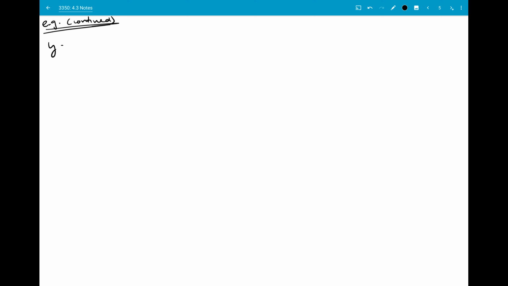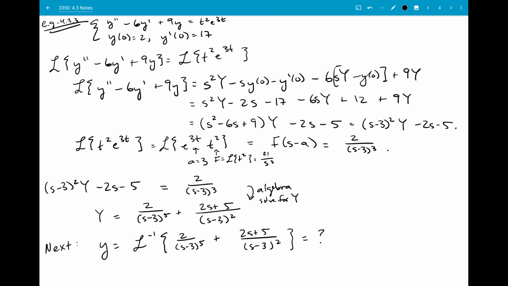And we're looking at y is the inverse Laplace transform of 2 over s minus 3 to the 5th plus 2s plus 5 over s minus 3 squared. The first thing we're going to think about is that we see s minus 3 all over the place. So maybe we're going to use our f of s minus a property again. Or just as a general rule, if you use a property in the forward direction of the problem, you're going to have to use its inverse in the backwards direction of the problem.